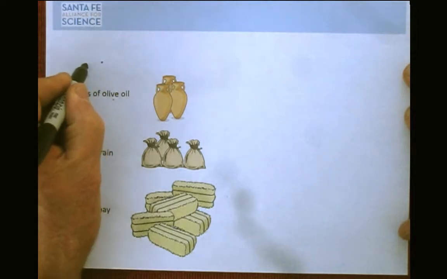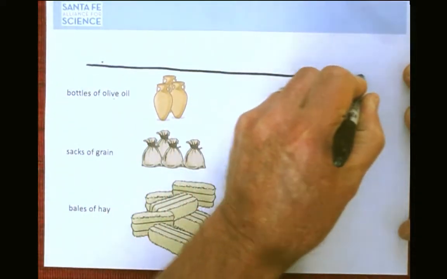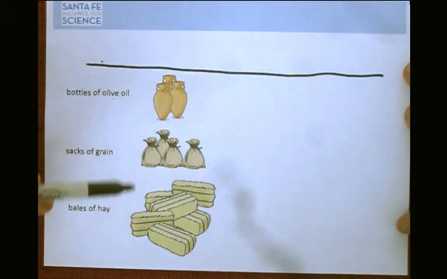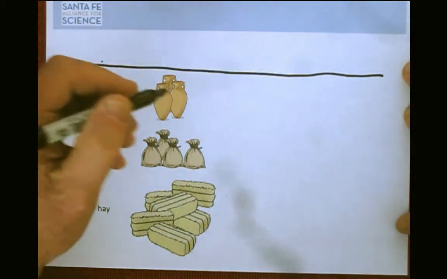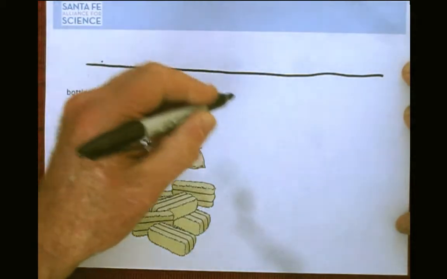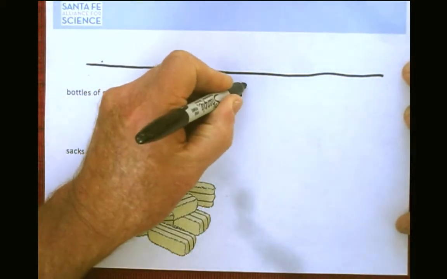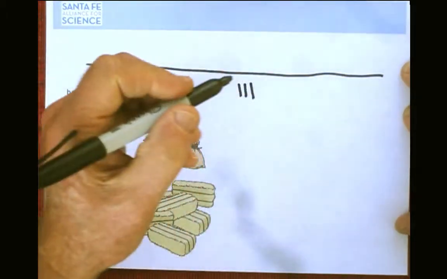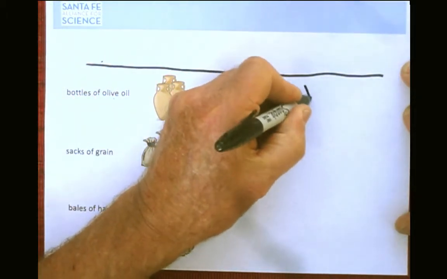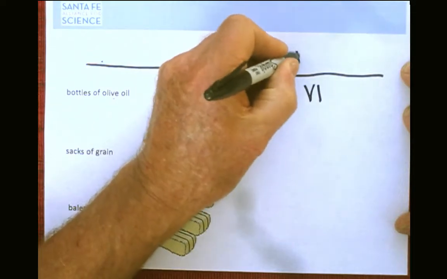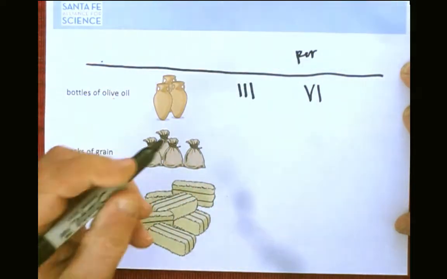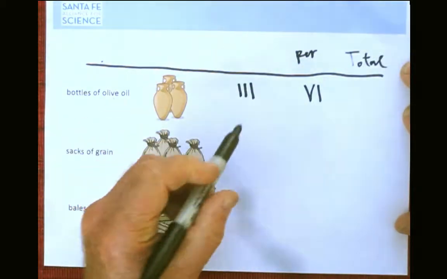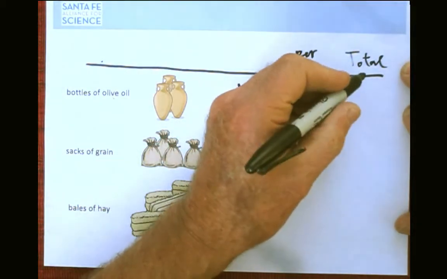And the merchant says, okay, let's make up a bill. Let's see what you want to buy. Some bottles of olive oil, some sacks of grain, some bales of hay for your donkey. How many bottles of olive oil? You have 3 bottles. And they cost 6 lira per bottle. And the total is 3 times 6 is 18.